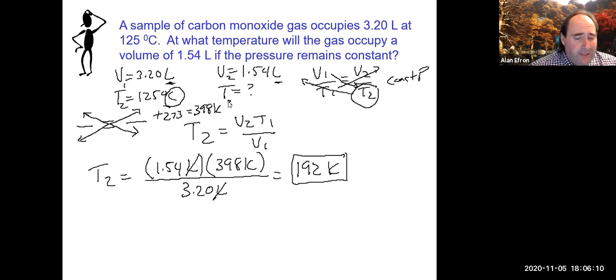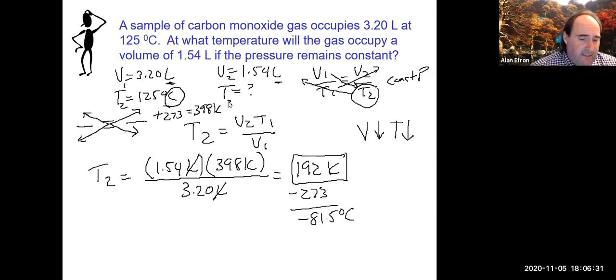We could also look at our relationship just to make sure it all makes sense. We do see that our volume went down, and that means we would expect the temperature to also go down. If you subtract 273 from this, I think you get something like negative 81.5 degrees Celsius, which is a decrease in the temperature as well. So we do see the correct relationship based on Charles' law. Any questions on any part of that?